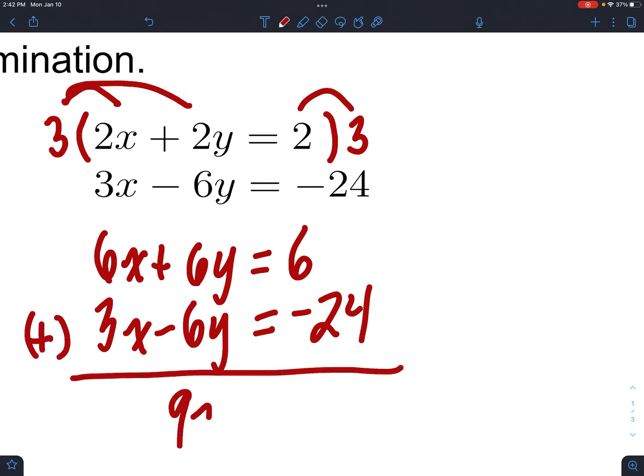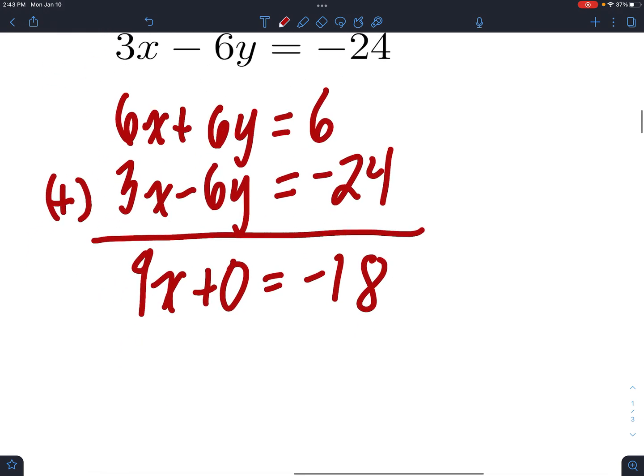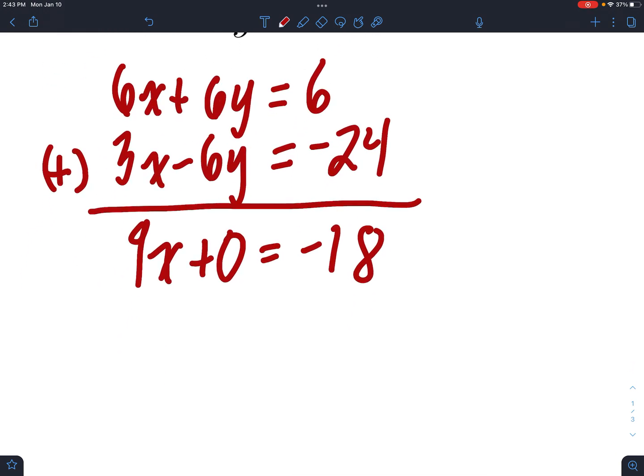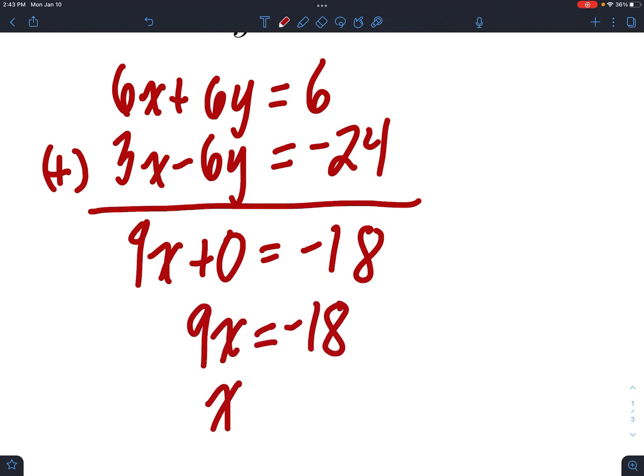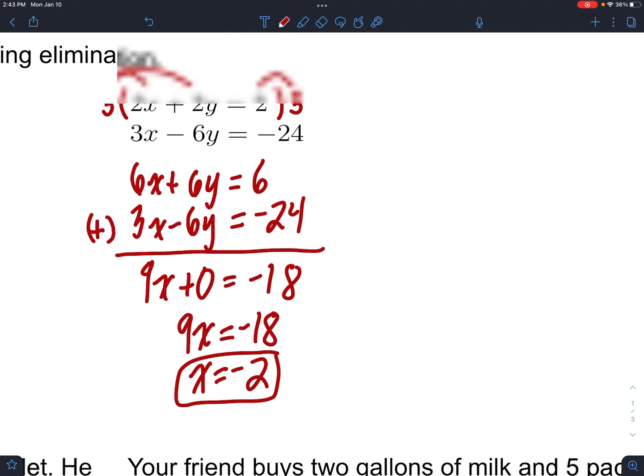So those are going to cancel, which is the whole point, because when that cancels like that, see, this is 9x plus 0 minus 18. When that cancels like that, we can solve the equation, right? 9x, that's got to be -2. Okay.